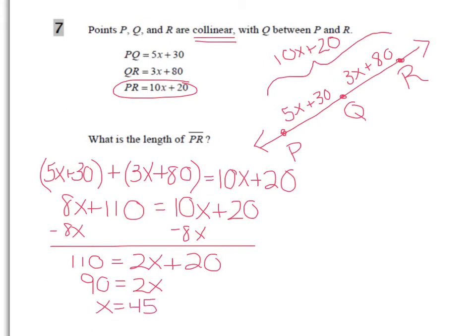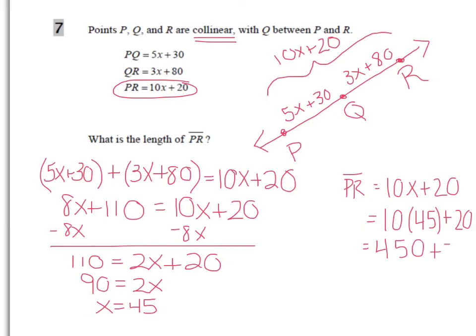So I know x is 45. But that is not the answer to my question, because the question is saying, what is the length of PR? So we need to find what 10x plus 20 is. So PR is 10x plus 20. 10 times 45 plus 20 is going to give me PR. 10 times 45 is 450 plus 20, which tells me that PR is 470. And you can bubble that into your grid in as well.